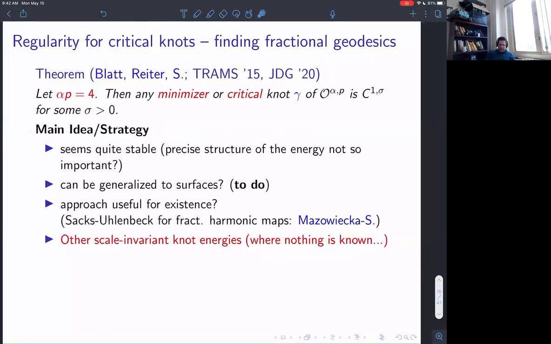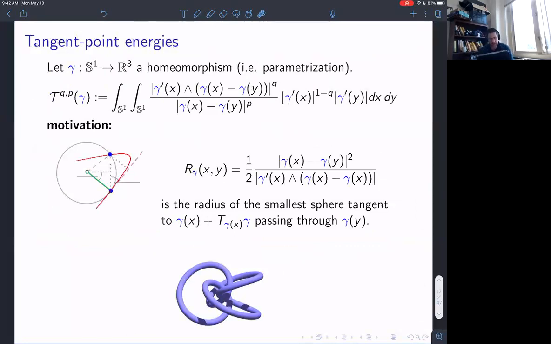What we can do now is another type of energy, which I would also like to illustrate: the tangent point energies. It's another energy, also proposed maybe in the early 2000s. Again, you have a knot, and it seems a little easier for numerical purposes, and maybe also structurally in general. It doesn't have this third integral about the lengths. It's more of an extrinsic type of energy. So it goes like this.